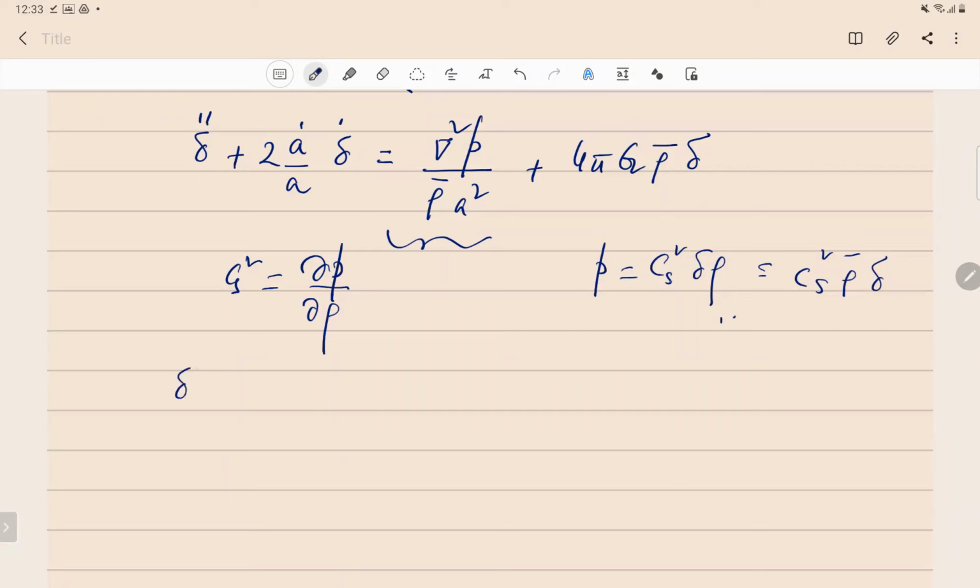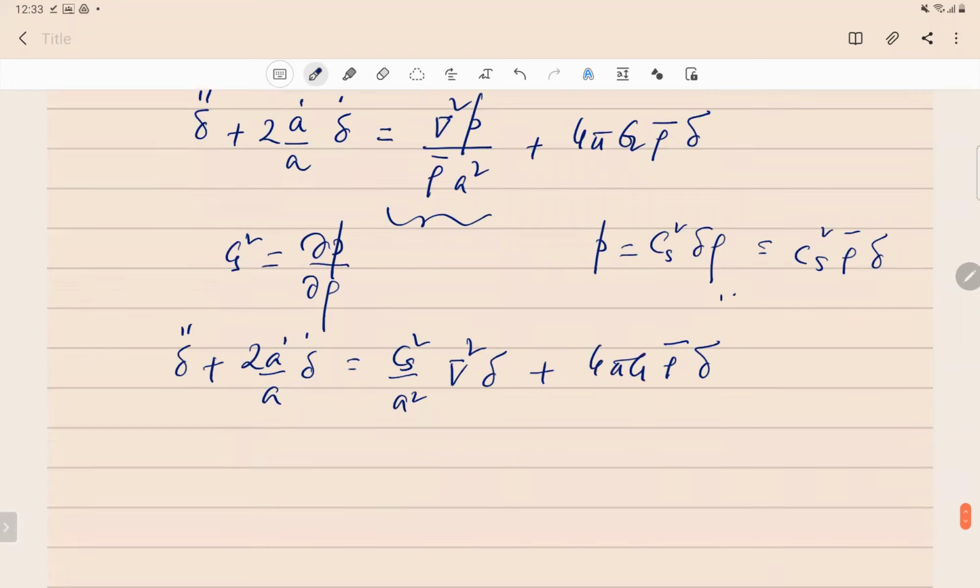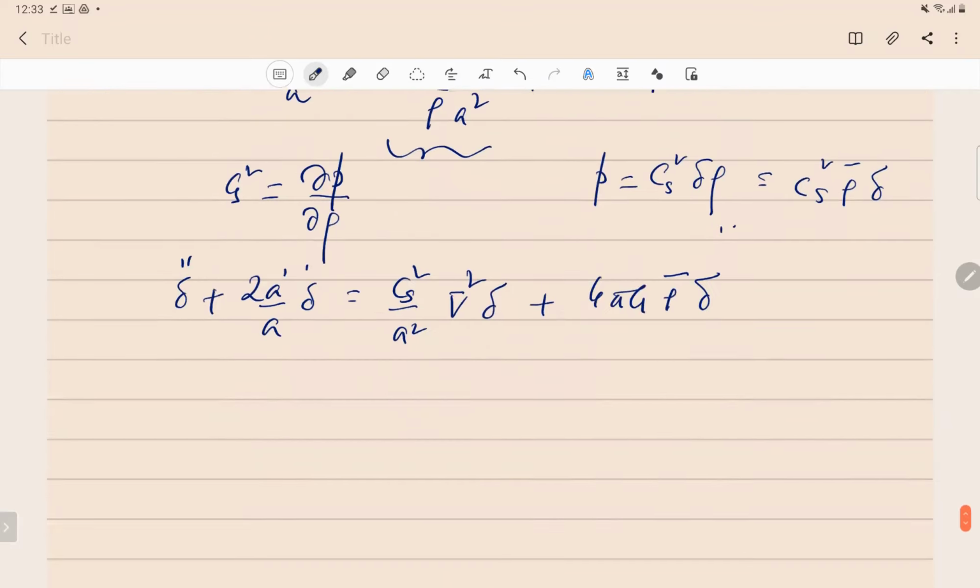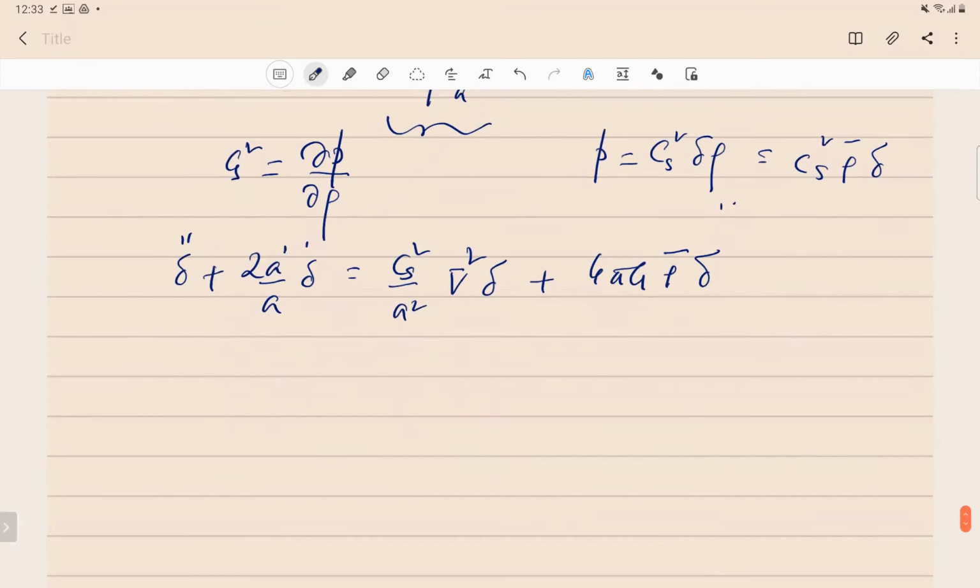Now, please don't make any assumption about this c_s square being something which does not change with time. There's no reason to believe it. It is in fact, for most purposes, going to be a dynamic quantity. So delta double dot plus 2 a dot by a delta dot equals c_s square by a square del square delta plus 4 pi G rho bar delta. Okay, now let's study this in an approximation.